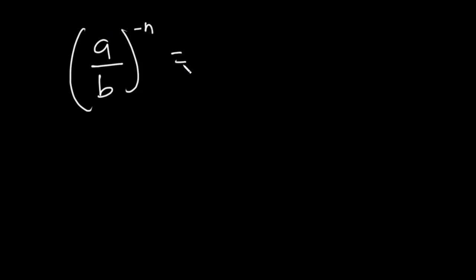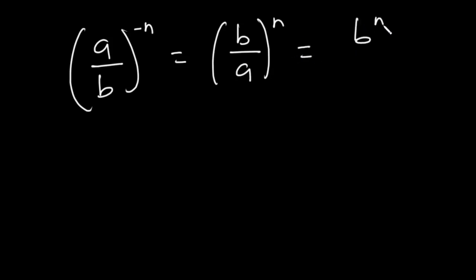Now let's talk about the negative index of a quotient. Now if you have a over b exponent negative n, then you can interchange a and b and write it as b over a exponent n. From there, we can represent it as b exponent n over a exponent n.